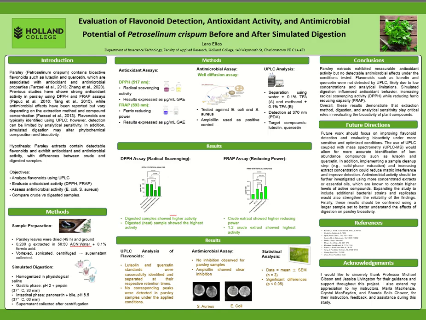For simulated digestion, parsley was homogenized in saline. A gastric phase was performed at pH 2 with pepsin, followed by an intestinal phase using pancreatin and bile at pH 6.5. Samples were incubated at 37 degrees Celsius and then centrifuged.